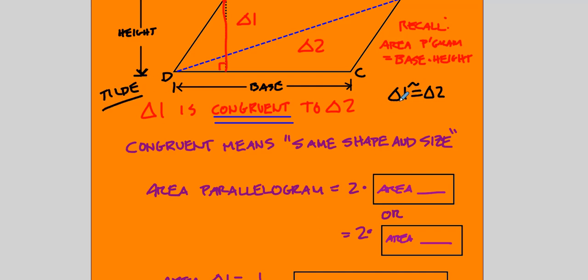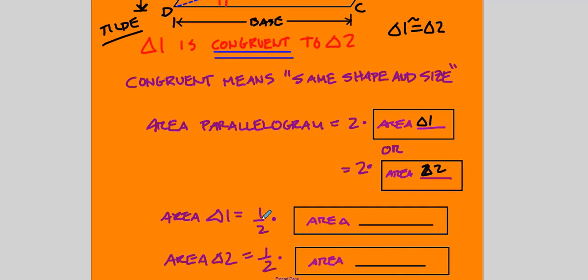So that means congruent. Since these two are the same, I could call this triangle 2, but I could call it triangle 1 really too, because it's the same shape and size as triangle 1. So the area of the parallelogram is 2 times the area of triangle 1, or 2 times the area of triangle 2. Another way of saying that: let's use A for area, so I don't have to write all this out.